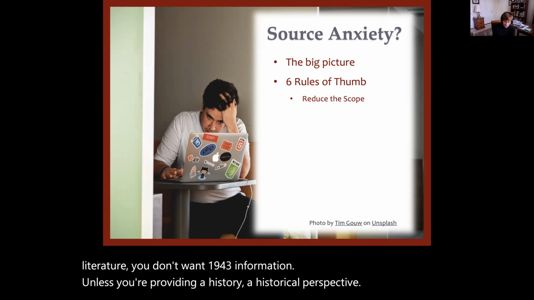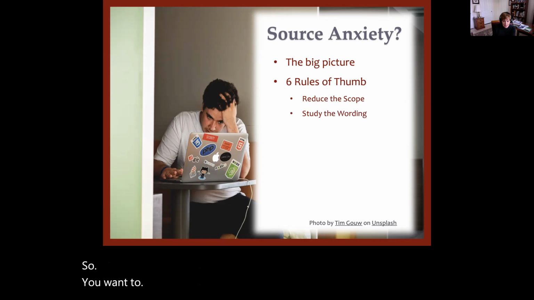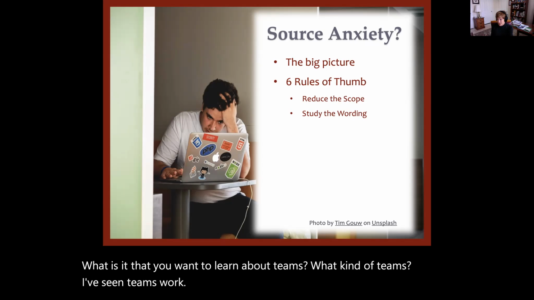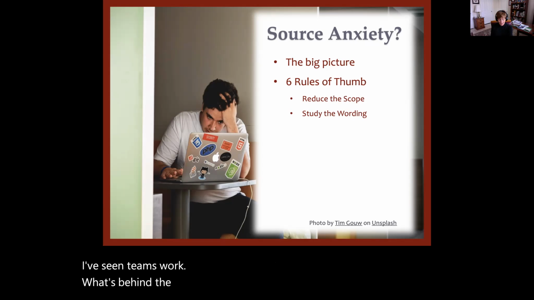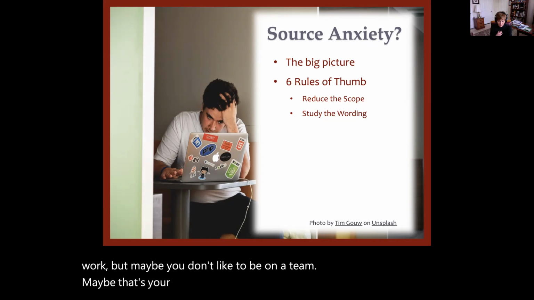Okay, so you want to study the wording. You want to study the wording and get just the right words. What is it that you want to learn about teams? What kind of teams? I've seen teams work. What's behind the statement, why teams don't work? You've seen teams work, but maybe you don't like to be on a team. Maybe that's your question. Why am I not enjoying teamwork?